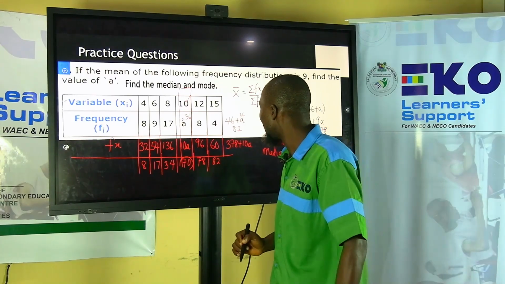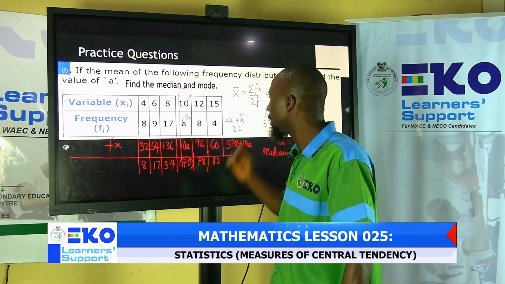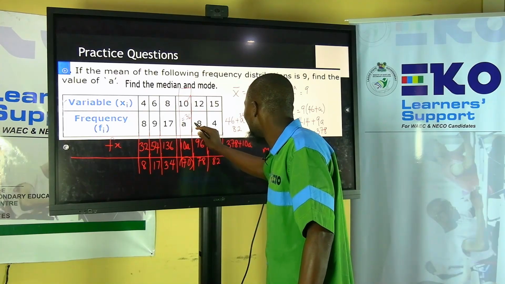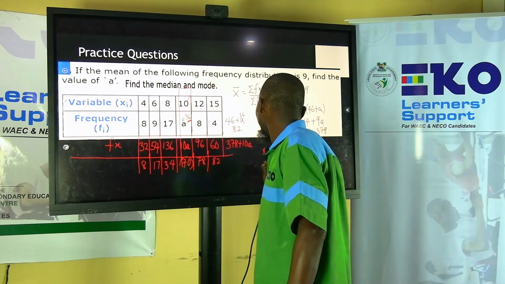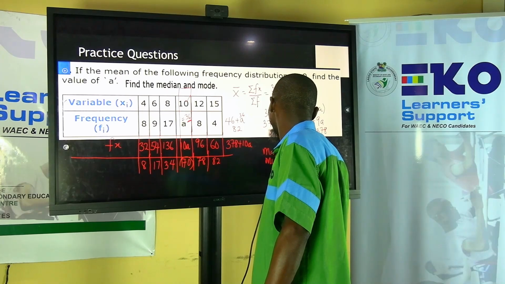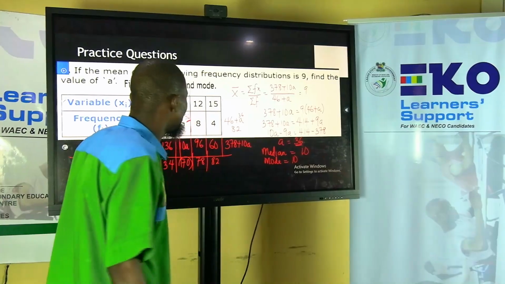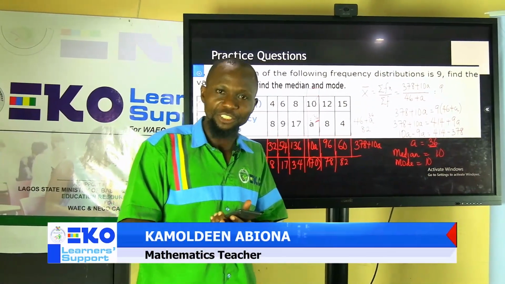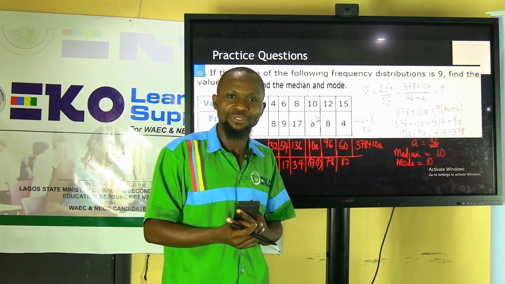And then the last aspect is the mode, which is the class with the highest frequency. What's the highest frequency here? 8, 9, 17, no, that's 36. And the class that has 36 is the class of 10. So the mode is also equal to 10. With this, we have been able to treat the measures of central tendency. I will always advise you, you need to practice. It is very, very important.